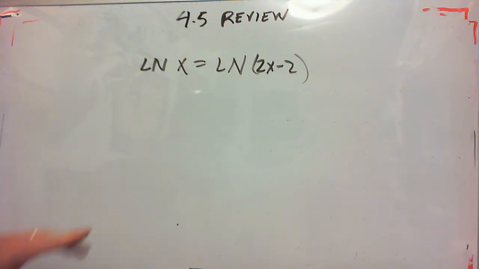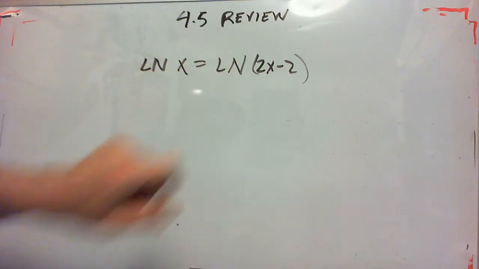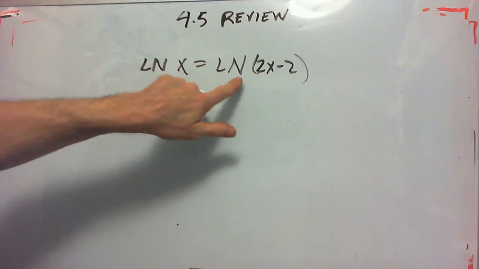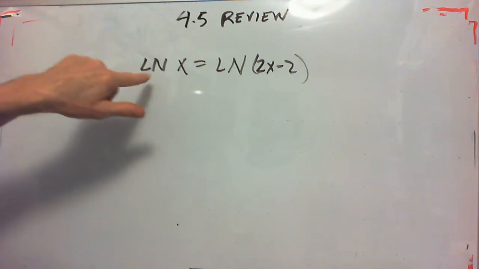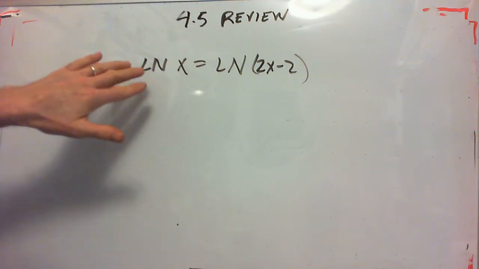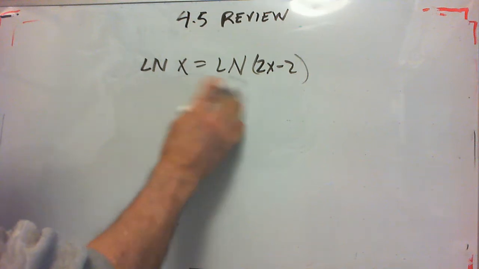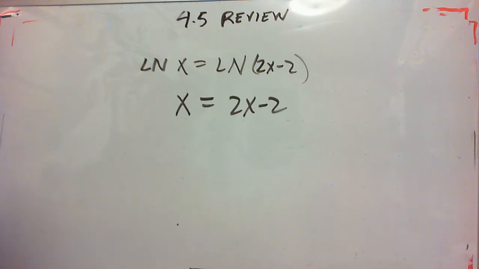Okay, and then the next type of log equation I'm going to look at is where you have a log equal to a log of the same base. Here's a simple example: ln of x equals ln of 2x minus 2. Because of the properties of logs, they're one-to-one functions, which means we can reverse the operation and just unlog both sides, which the book calls exponentiating both sides. We can just drop those logs, and we get x equals 2x minus 2.